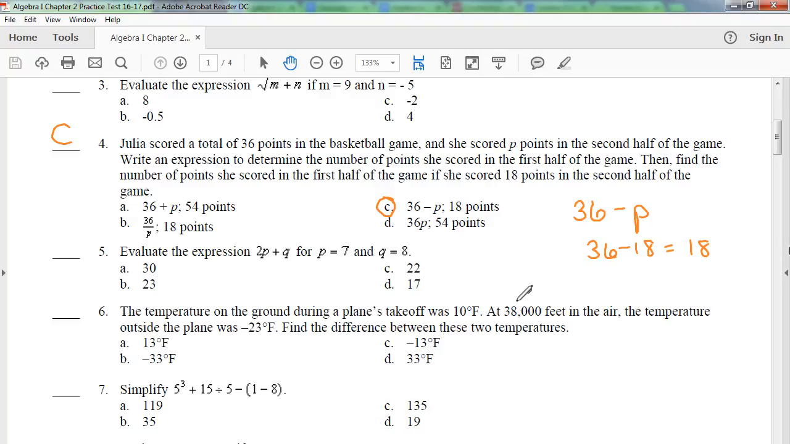Number 5 says to evaluate the expression 2p plus q for p equals 7 and q equals 8. So if we plug in 7 for p and 8 for q, then we have to decide, do we multiply first or do we add? And in the order of operations, multiplication would come first. 2 times 7 is 14, and then 14 plus 8 would be 22. So number 5 is also C.